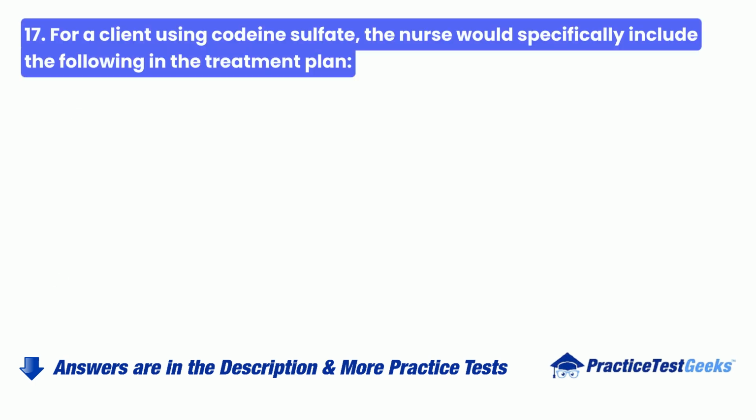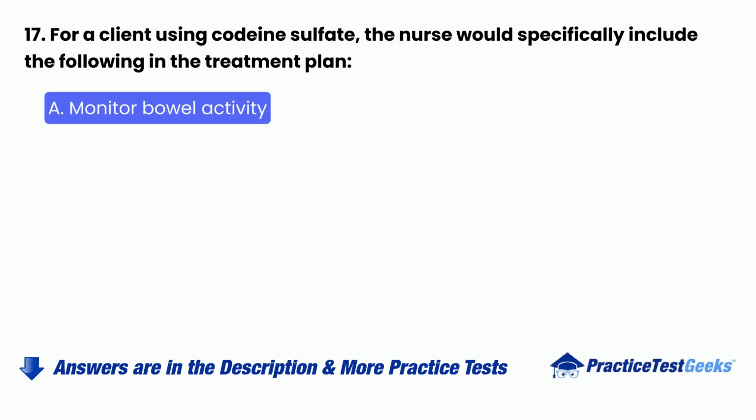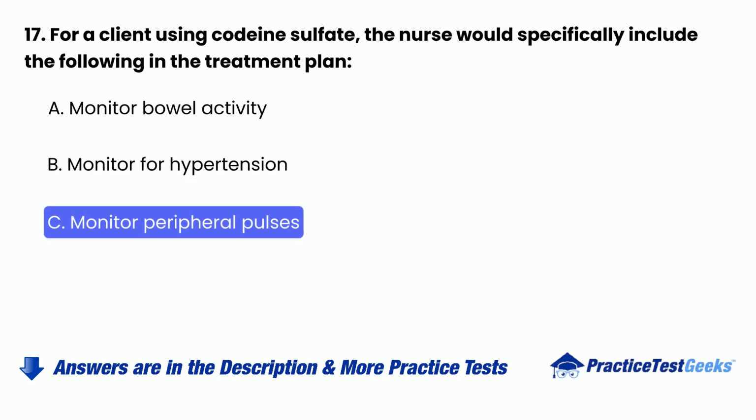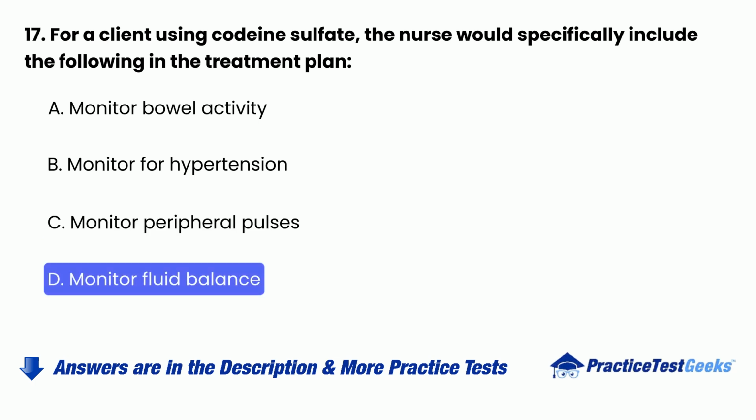17. For a client using codeine sulfate, the nurse would specifically include the following in the treatment plan. A. Monitor bowel activity. B. Monitor for hypertension. C. Monitor peripheral pulses. D. Monitor fluid balance.